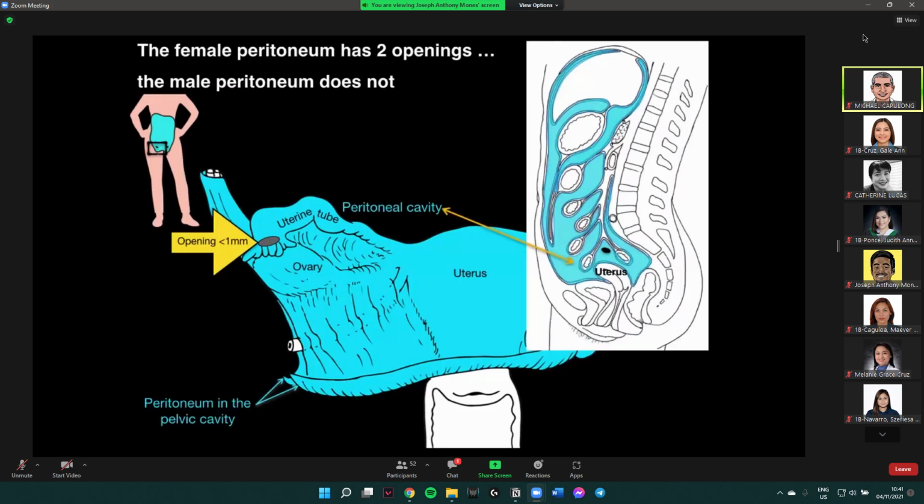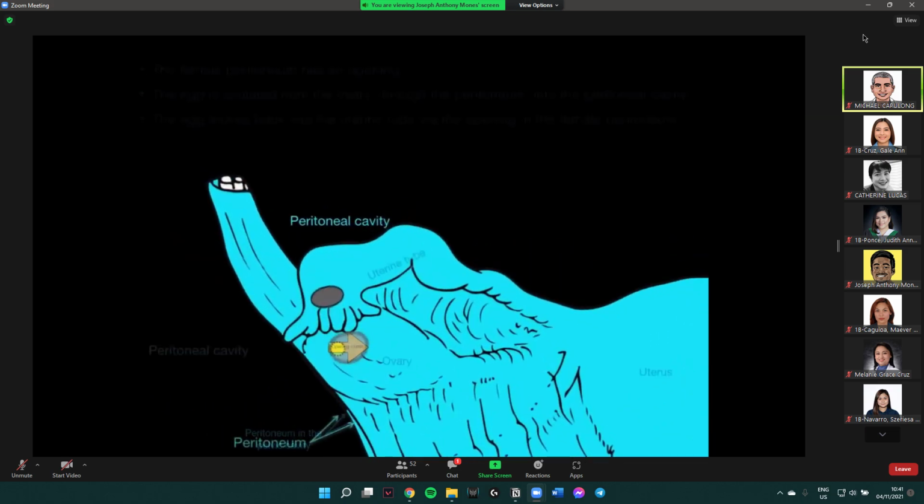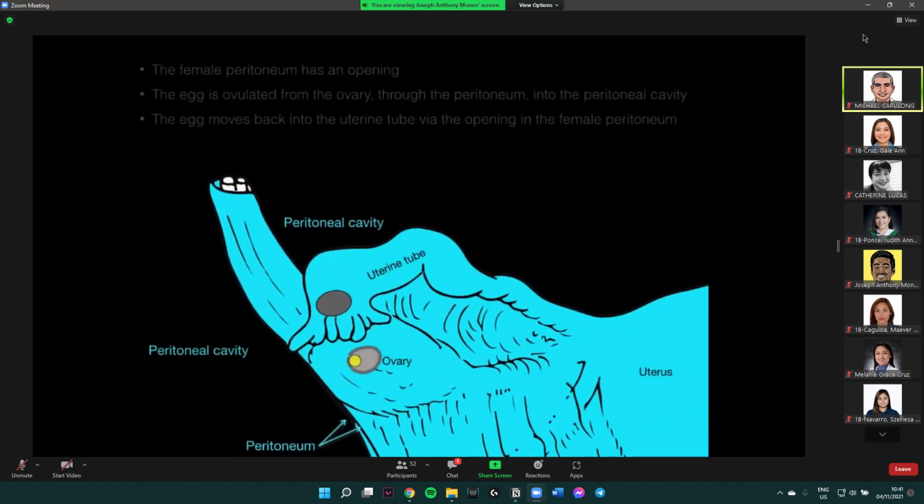Now, in this sagittal section, that same space is showing that peritoneal cavity lining. Okay? And so if we now go into here, the female peritoneum has an opening on either side. And there it is. Now, the purpose is for the following. When the egg is ovulated from the ovary, it's going to burst through the peritoneum into the peritoneal cavity, like that.